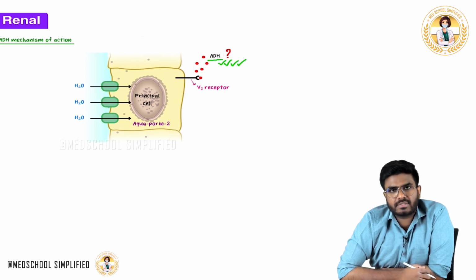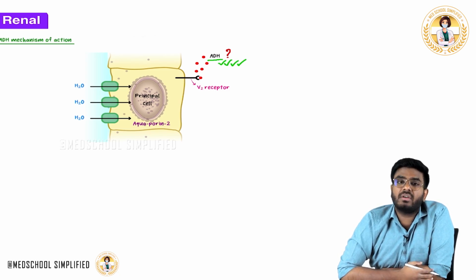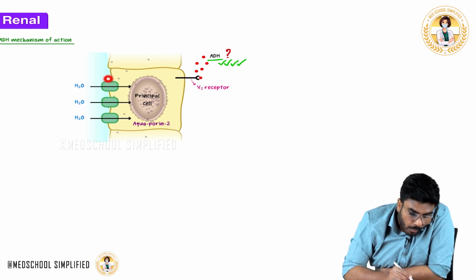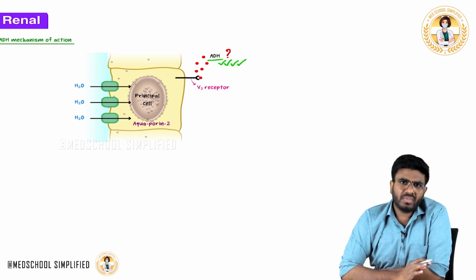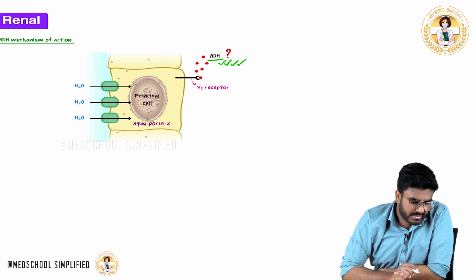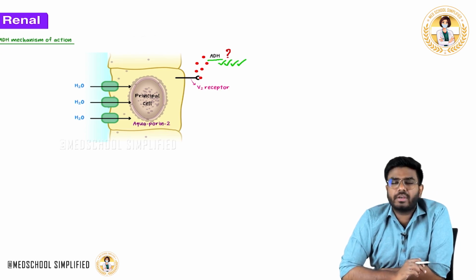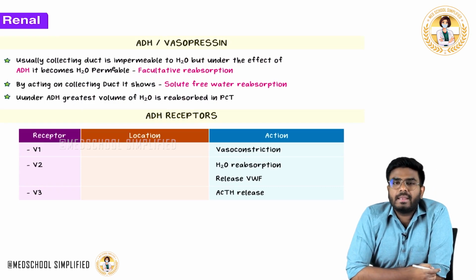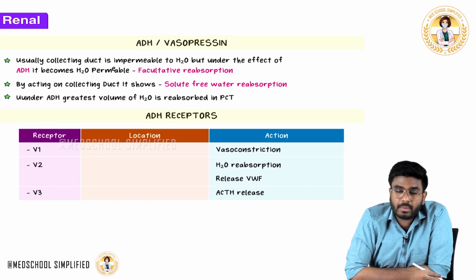If someone asks you, solute free water reabsorption happens in the collecting ducts under the influence of antidiuretic hormone. Antidiuretic hormone stimulates which receptors? V2 receptors. Stimulation of V2 receptors helps in production of which channels? Aquaporin 2 channels. The name of these water channels is aquaporin 2 channels. Done. Now you know the mechanism of action of antidiuretic hormone. After this, let's see the important points about antidiuretic hormone, what the receptors are, where they are present and what their functions are. We'll see one by one.